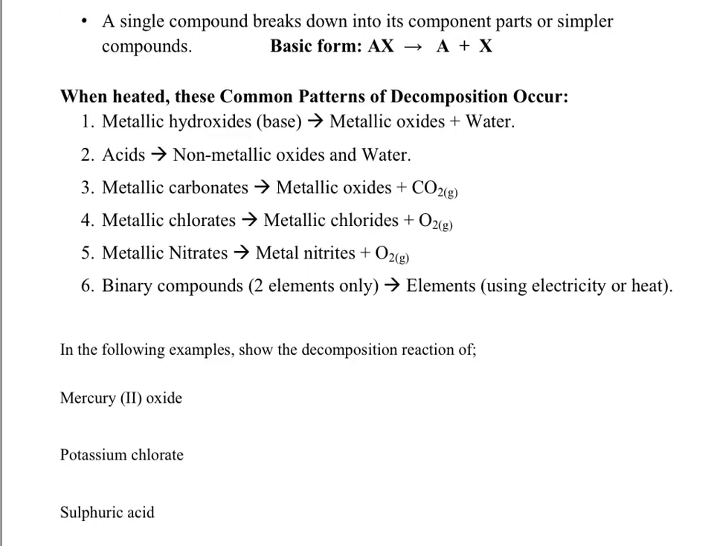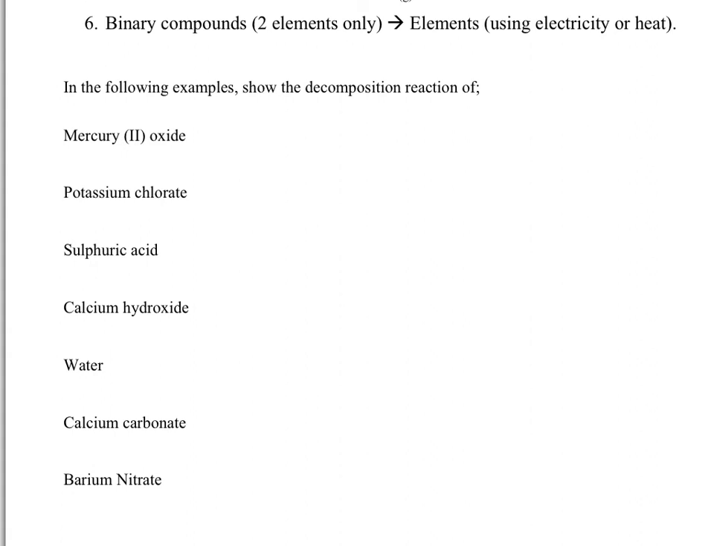Let's use these 6 patterns to identify and write balanced chemical equations for the decompositions involving the following chemicals. First one, mercury 2 oxide. Using the crisscross method, the formula ends up being HgO. This is an ionic compound made of 2 elements. So I can decompose it using heat or electricity into mercury and oxygen gas.